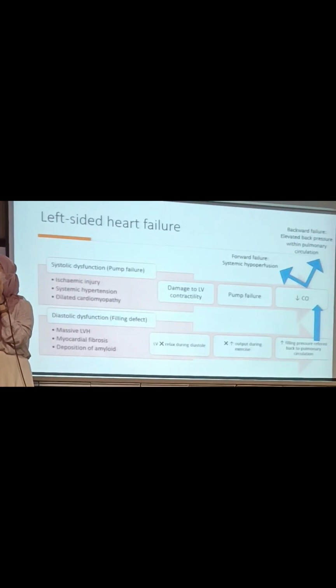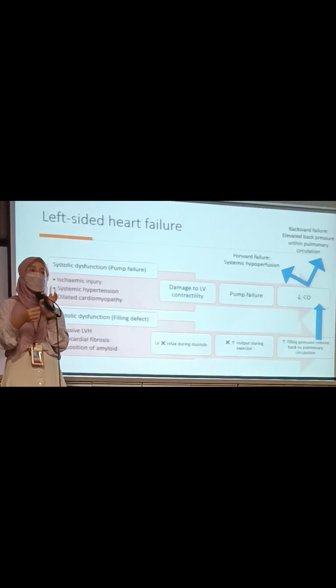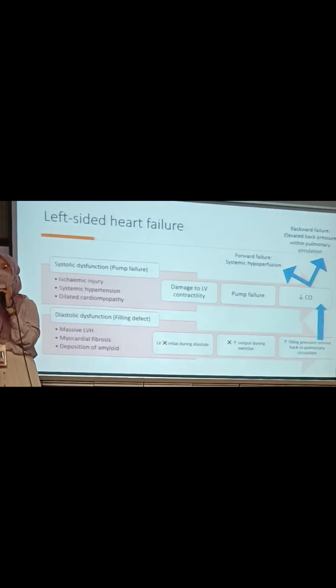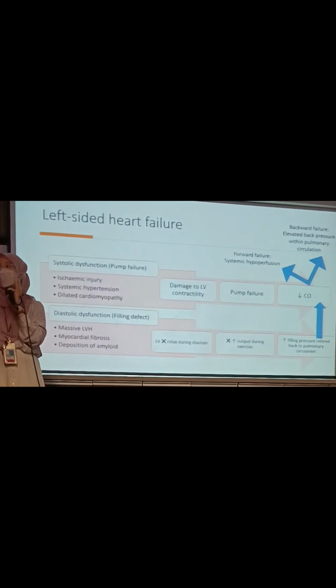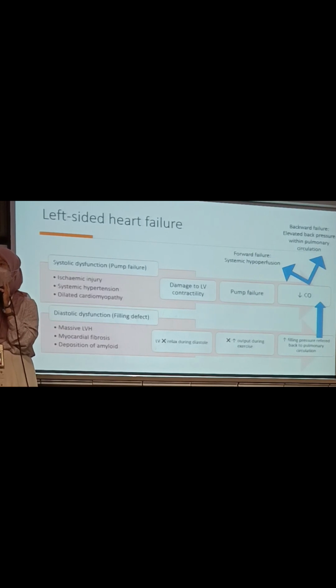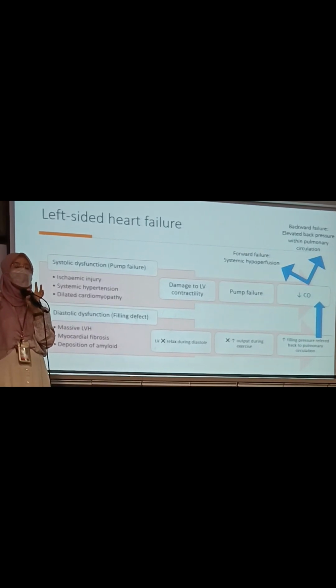So in forward failure, you dapat systemic hypoperfusion just now, less oxygen to the brain, less oxygen to the kidney, less oxygen to everywhere. In backward failure, you can get elevated back pressure. So bila left, back pressure dia akan sampai ke pulmonary circulation. So dia akan dapat congestion dekat pulmonary.